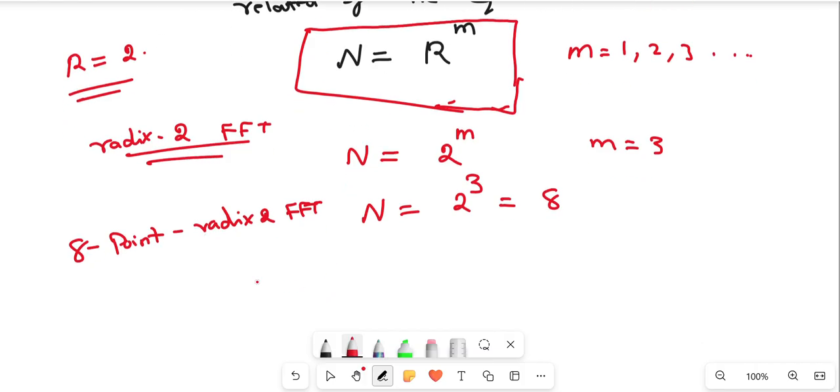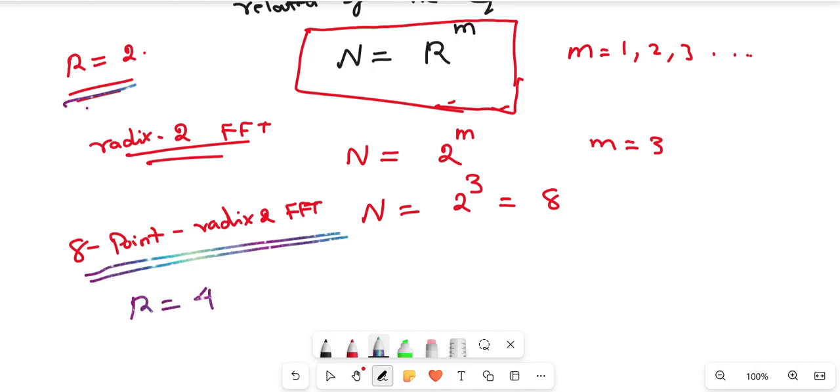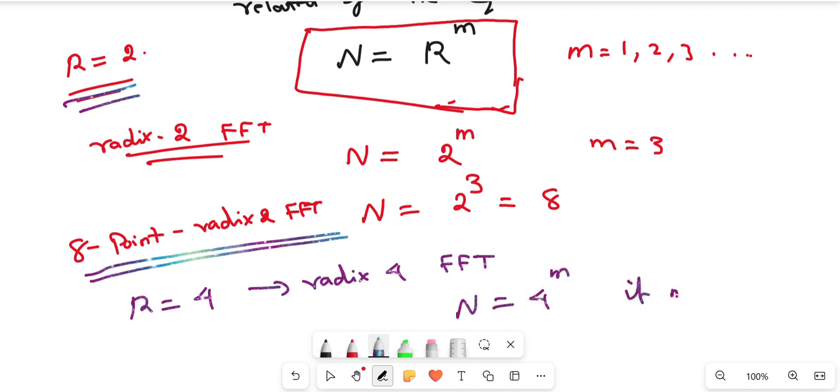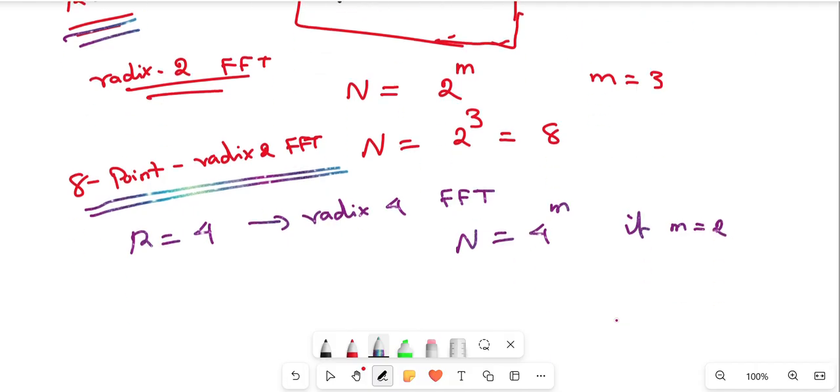Okay, 8 point radix to FFT algorithm. If r is equal to 2, r is equal to 4, we have radix 4 FFT. So N is equal to 4 power m. If m equal to 2, we have 16 point radix 4 FFT.